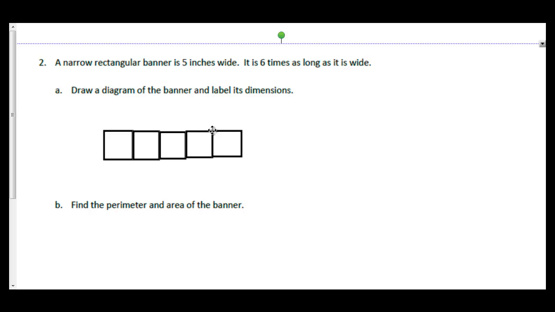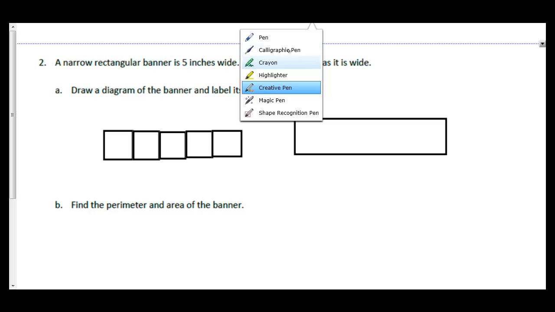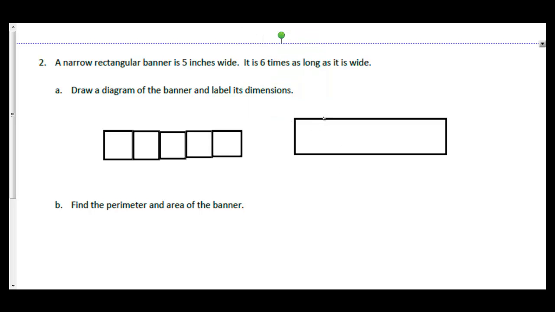You could have just drawn one big rectangle like this, divided it into 5 parts. That would have worked just as well. I'm just trying to make it look a little bit nicer. I'm not so sure that I did, but I tried. So yours could have just looked like this. It would work just as well. Anyway, we're going to label it. It's 5 inches wide, so over here I'm going to put 5, and I'm going to abbreviate inches. And we know that it's 6 times as long. So that means that there's 5 inches 6 times.